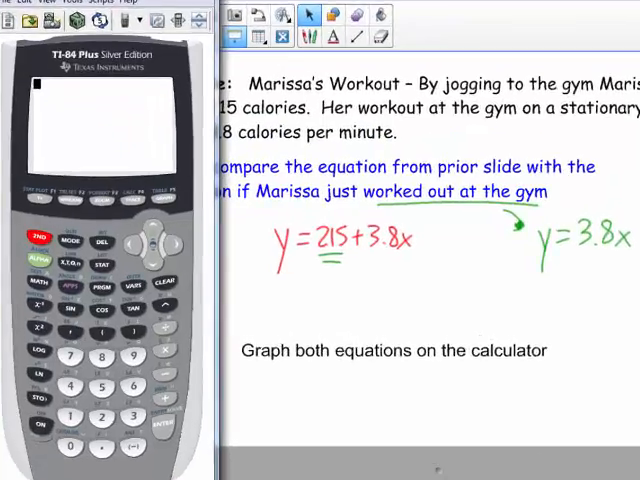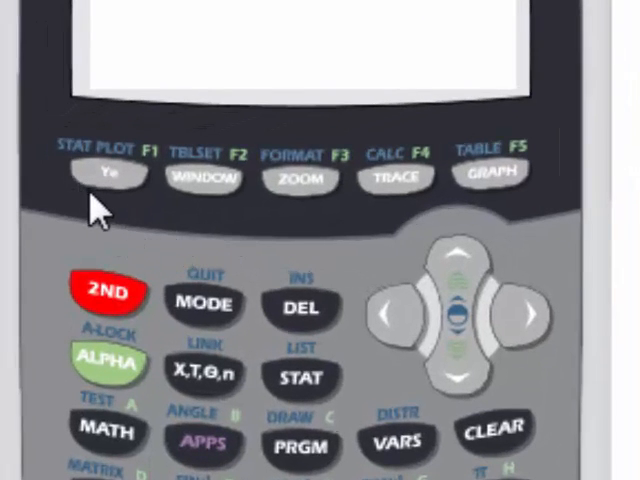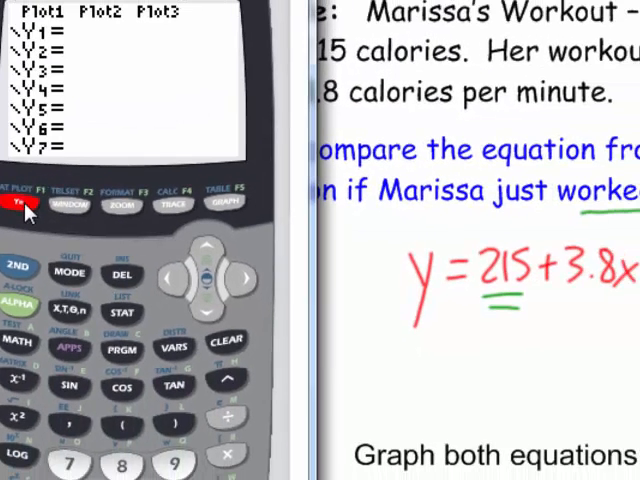Let's start learning how to graph on these calculators. So on our calculator, we have what we call the equation editor. Our equation editor is y equals, right? Because that's what all of our equations are, y equals. So I'm going to click on the equation editor.